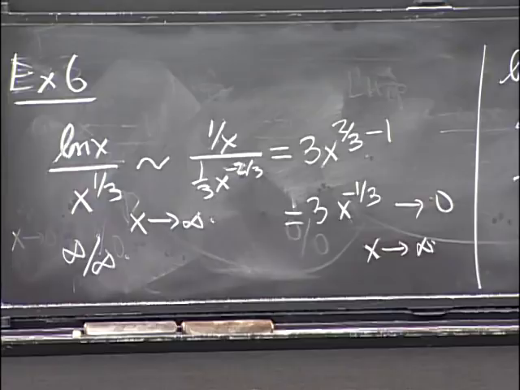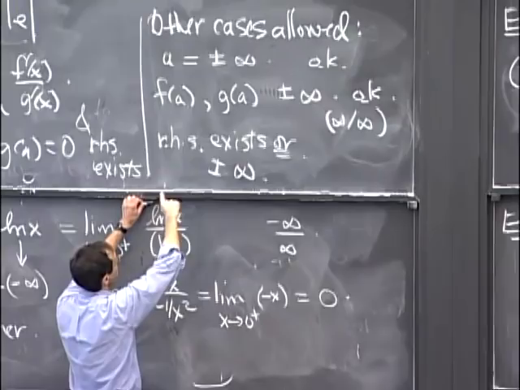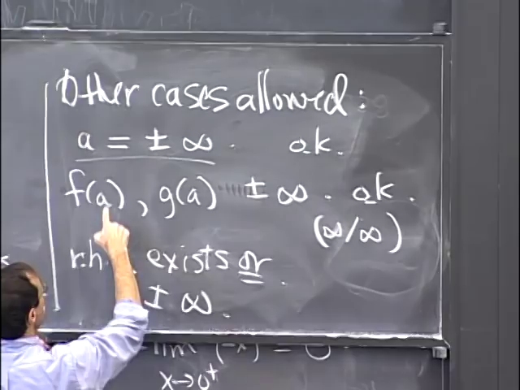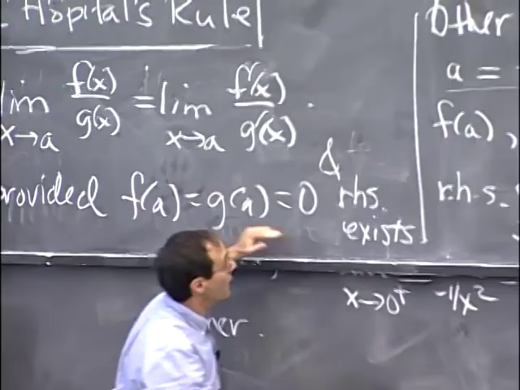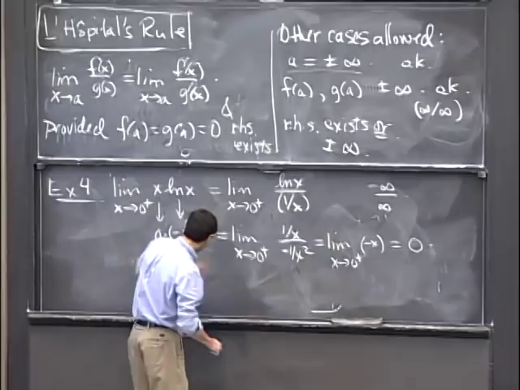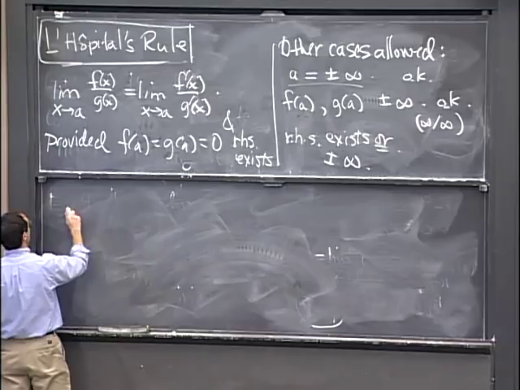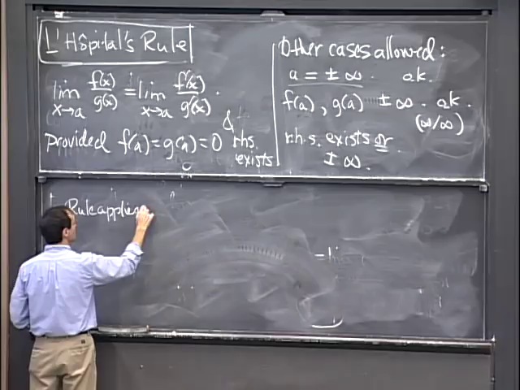The question is, how many hypotheses do you need here? I think what you were asking is, if I have this hypothesis, can I also have this hypothesis? That's okay. I can have this hypothesis combined with this one. I need something about f of a and g of a. I can't assume nothing about f of a and g of a. So in other words, I have to be faced with either an infinity over infinity or a 0 over 0 situation. So let's see. The rule applies in the 0 over 0 or infinity over infinity case. These are the only two cases that it applies in.